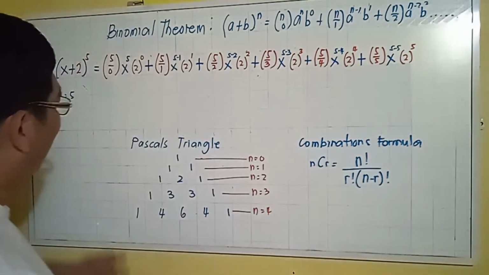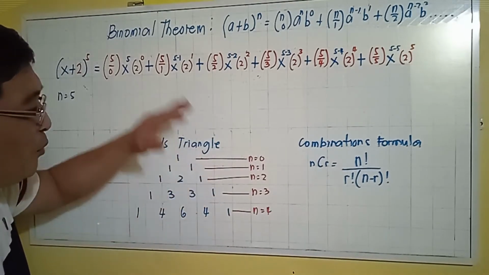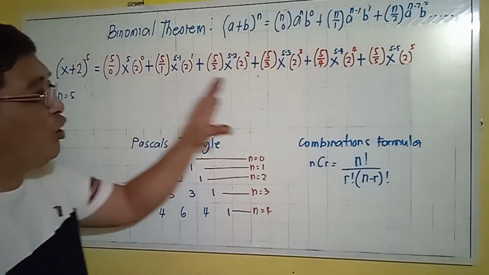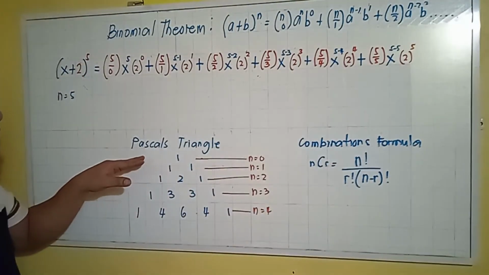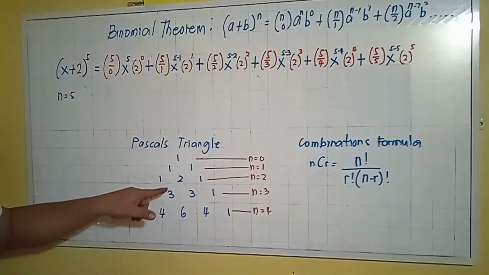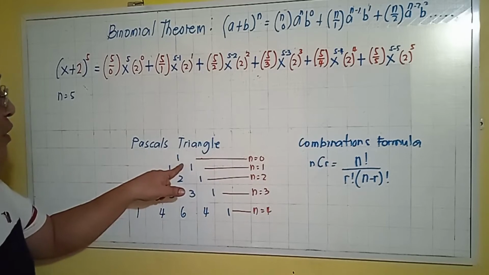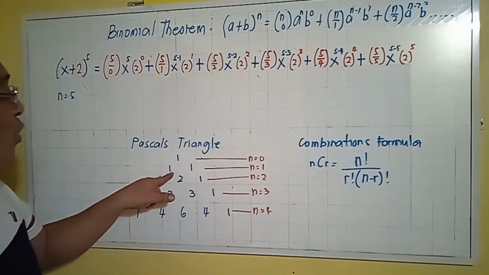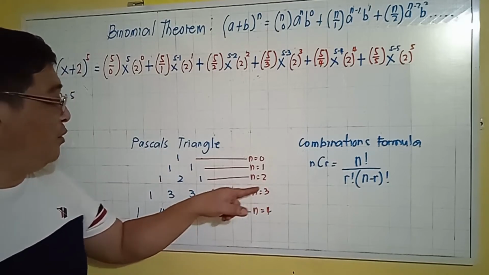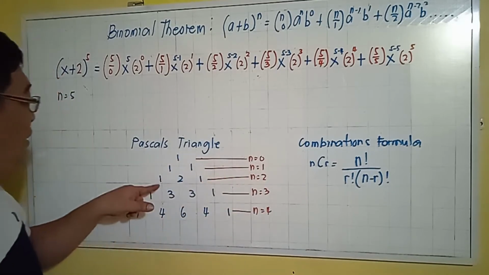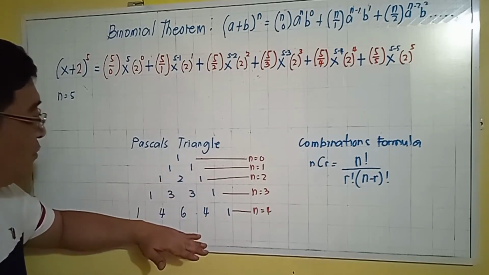And then let's try to look at the Pascal's triangle. Another method on how to find the numerical coefficient of all these terms is using Pascal's triangle. So, para siyang triangle talaga siya, it started with 1. If n is equal to 0, 1. If n is equal to 1, 1, 1. If n is equal to 2, 1, 2, 1. So, check nyo lang ang nasa ibaba.